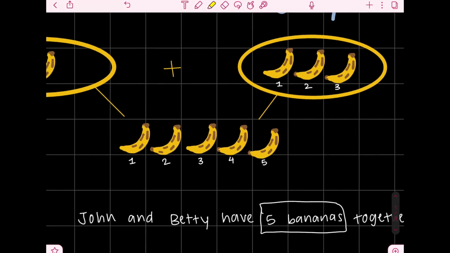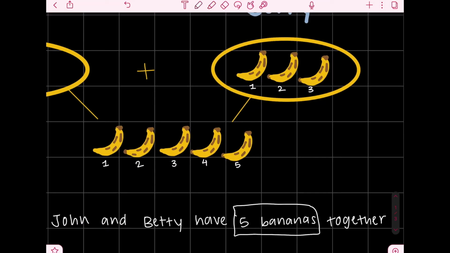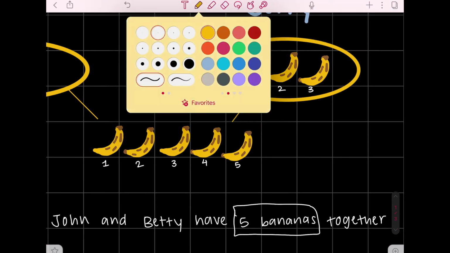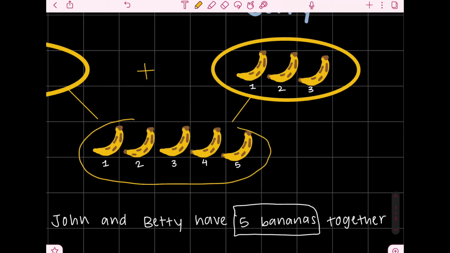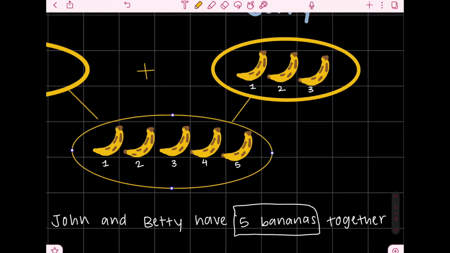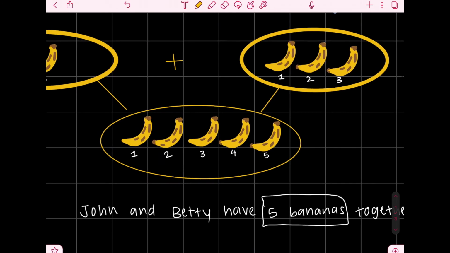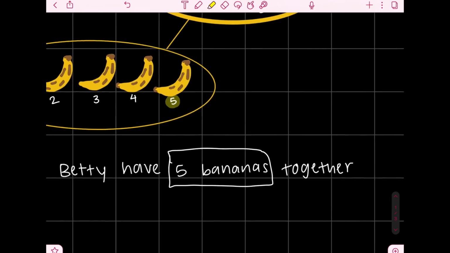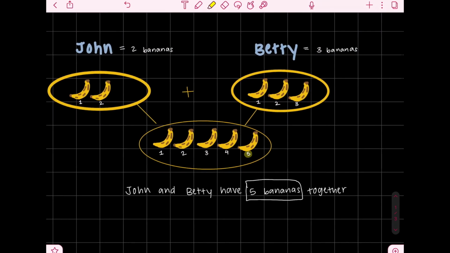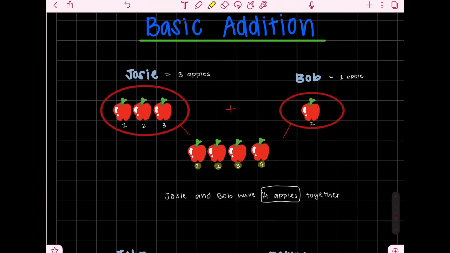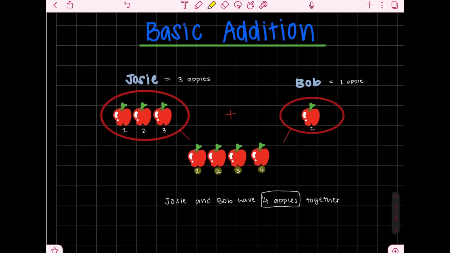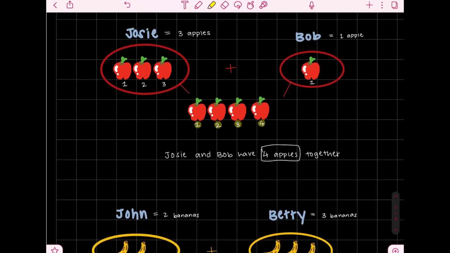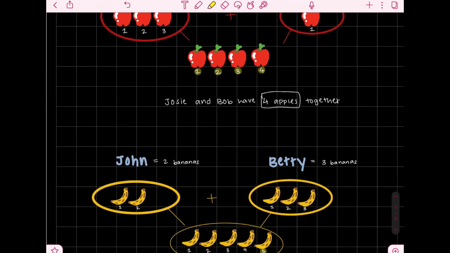So now that we have them all in the same place, all we had to do was count how many we had together in order to find that out. So together, all in this one big circle, we have both John's and Betty's bananas. And together, they amount up to 5 bananas, which is what our final answer is. So these were 2 examples of visualization to help us with basic addition. And if you're noticing, these 2 examples both dealt with objects that you can see.